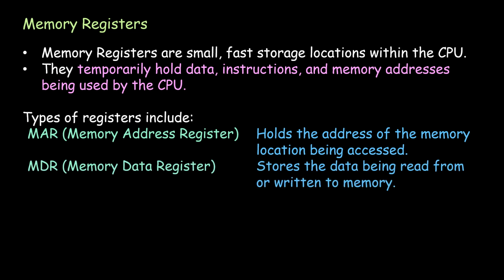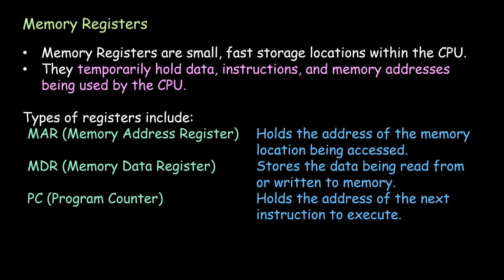And the second one is the MDR, the Memory Data Register, also known as the MBR, the Memory Buffer Register. It holds the actual data that is being read from or written to memory. When the CPU wants to send or receive data, the MDR temporarily holds the data. And the third one is the PC, the Program Counter. It keeps track of the address of the next instruction to be executed. After each instruction is completed, the PC updates to the next one.